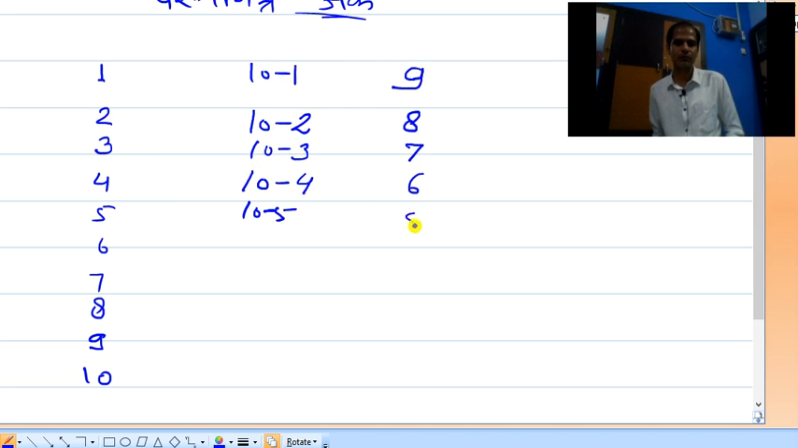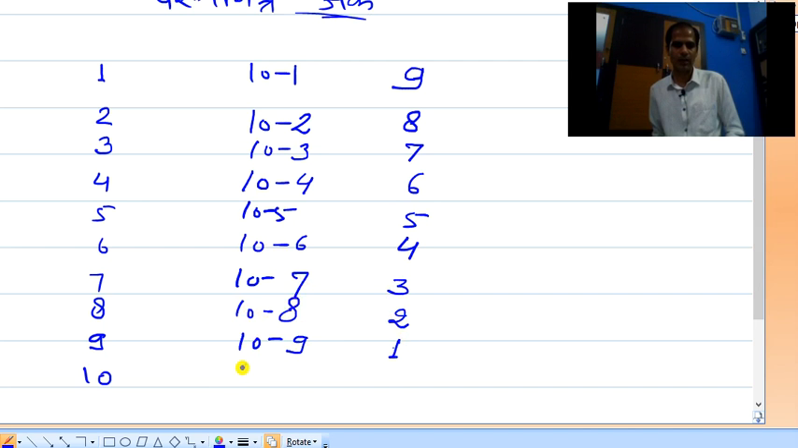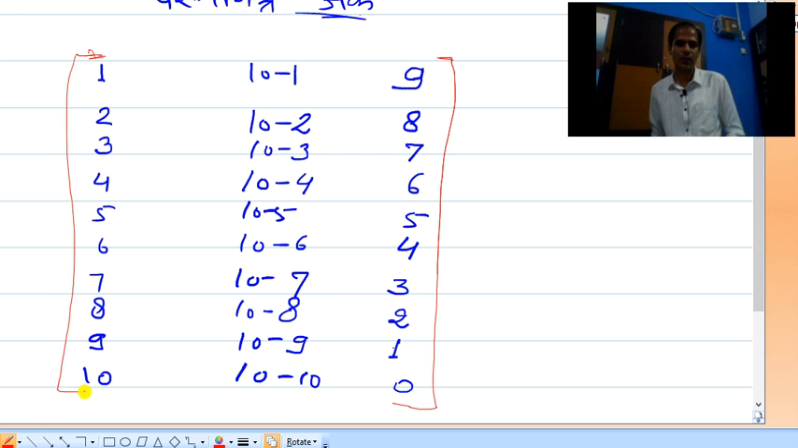10 minus 5 is 5. 10 minus 6 is 4. 10 minus 7 is 3. 10 minus 8 is 2, 10 minus 9 is 1 and 10 minus 10 is 0. So the digits appearing on the right hand side are the complementary digits or Param Mitra Ank of the numbers appearing on the left.